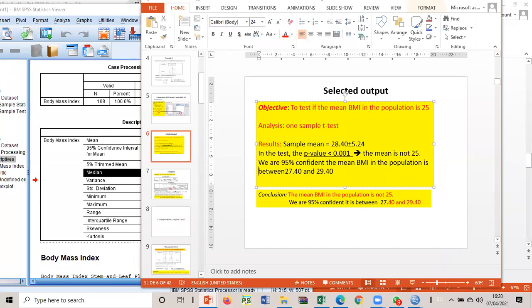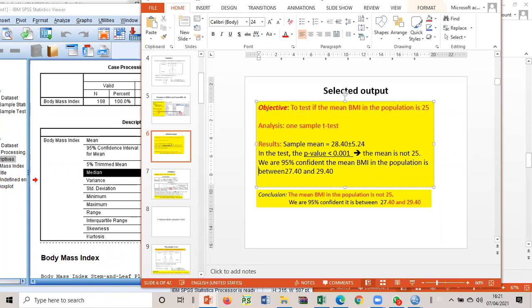Right. Results, sample mean is 28.40 with standard error of 5.24. Sample mean equals 28.40 plus minus 5.24. Sample, okay. 5.24, the standard deviation. Okay? Next. So in the test, the p-value is less than 0.001.